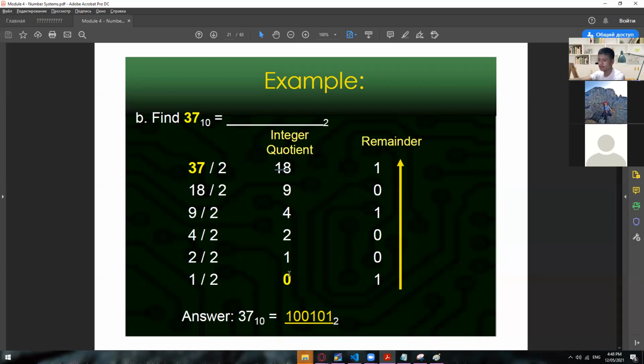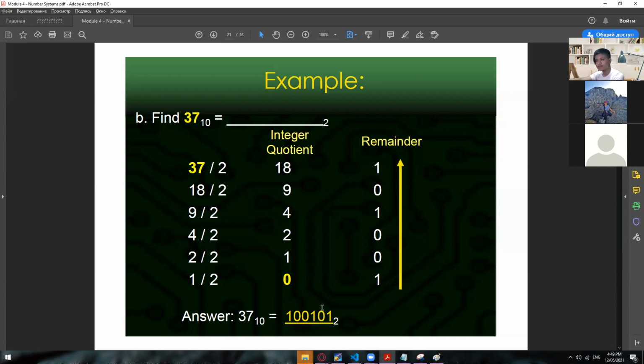So just put here 0. And then whatever is the value or the number on the integer quotient, which is 1, copy that 1 as your final remainder. Again, our integer quotient is already 0, so that's the time that you have to stop dividing. And then you can now start reading the remainder from bottom to top. So 1, 0, 0, 1, 0, 1, which is now this one.